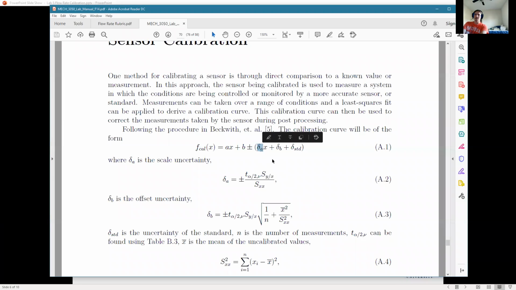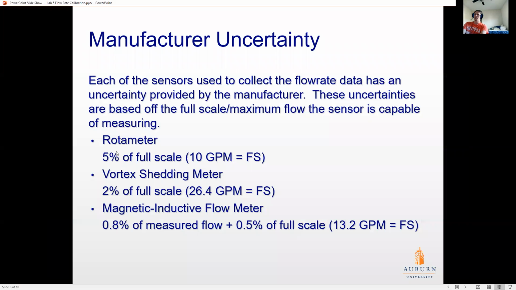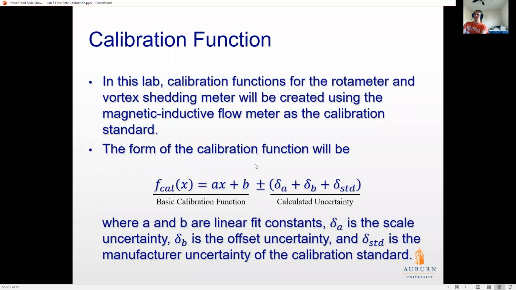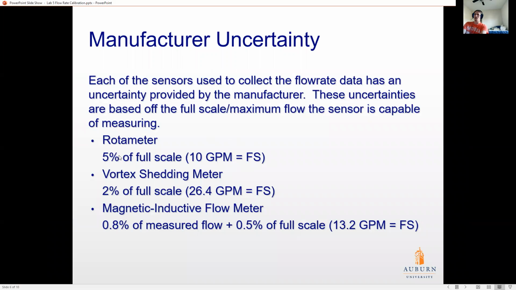So whatever your del A is for the rotometer, multiply it by the highest measurement you saw from the rotometer, because that's where the largest error is going to be. Add del B and del standard to that. In your conclusions, I want you to compare, this will be a number in gallons per minute then, all of that together, to that 0.5 gallons per minute.